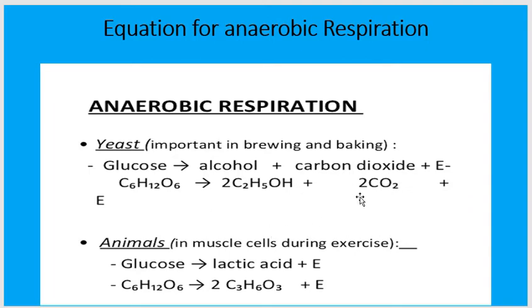To put 2 on both the formulae, we put it over here, because we have to balance it with glucose, so the reactants and the products should be balanced. Now here, animals, in muscle cells during exercise, respire anaerobically and glucose is converted into lactic acid, and in that reaction carbon dioxide and energy are released. Carbon dioxide is not written over here, but carbon dioxide is also present.